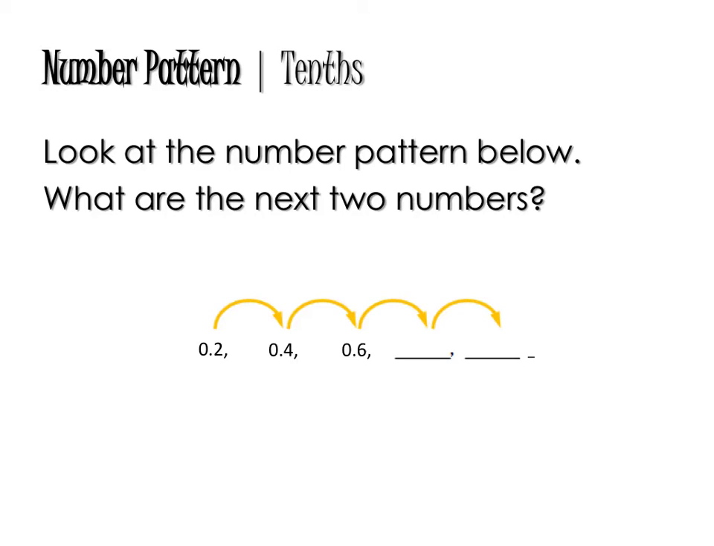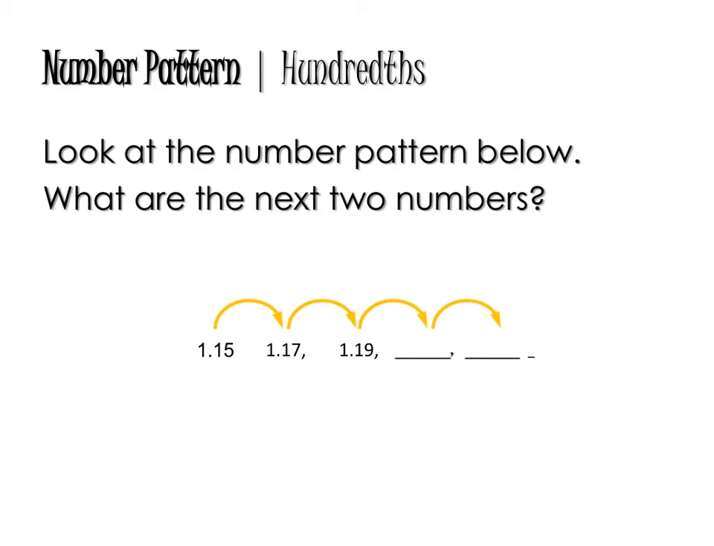Let's explore number patterns for tenths. Look at the number pattern below. What are the next two numbers? I have 0.2, 0.4, 0.6. What is the increase for each of them? It will be 0.2. So you know that the number patterns will repeat itself. So if this is 0.6, this would be 0.8, and then this would be 1.0. So I'm increasing by 2/10 for each step.